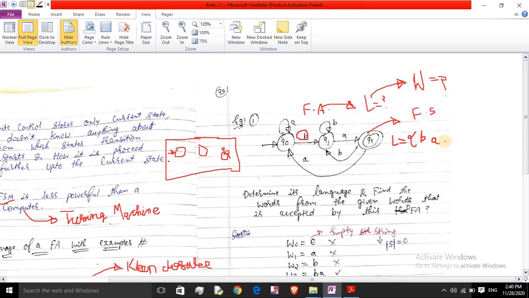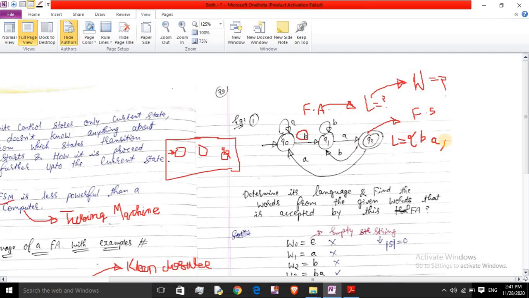It is a B A. Then if we get any symbol A, it will remain in the same state. Now look here. If we get the symbol B, it will remain in the same state here. Then if we get any symbol B, we will go to the state Q1. What does it mean? What is the language? Now look at this part.